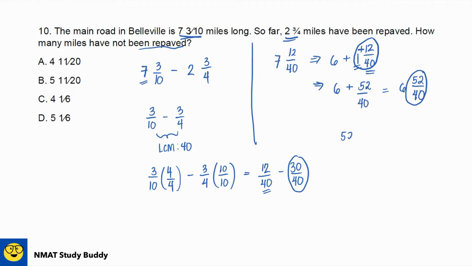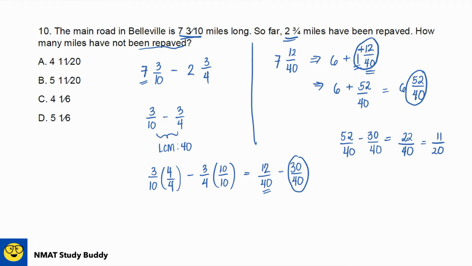So, 52/40 minus 30/40 is equal to 22/40. So, ito na yung fraction part. Ito, equal din siya sa 11/20. Dinivide lang natin yung both numerator and denominator by 2.